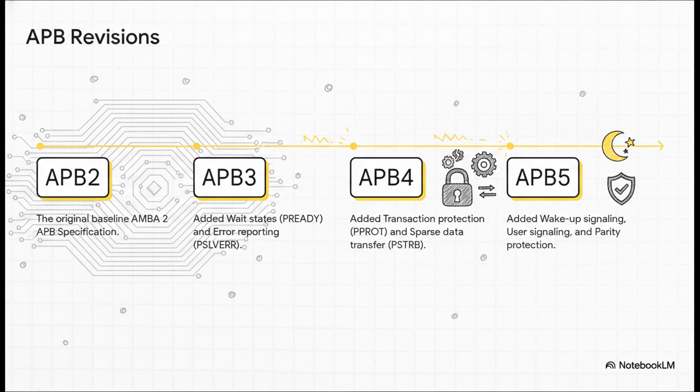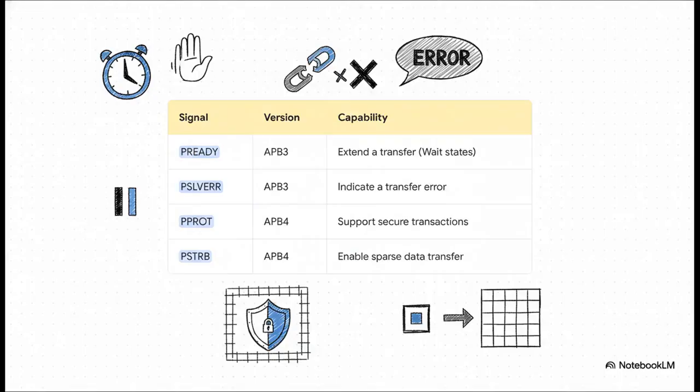It all started with APB2, the original super minimalist protocol. Then APB3 came along, adding wait states for peripherals that might be a little slow and a way to report errors. APB4 was a big one. It brought in security with transaction protection and more granular control with write strobes. And the latest, APB5, added stuff for modern low-power design and safety-critical systems. What's so cool here is how each new signal solved a very real problem for engineers.